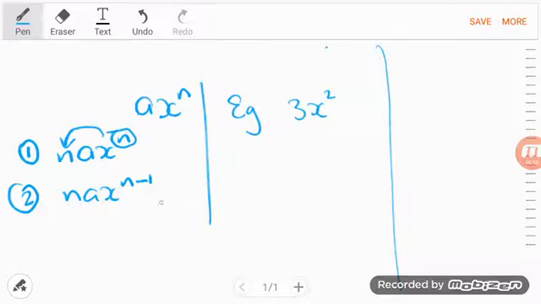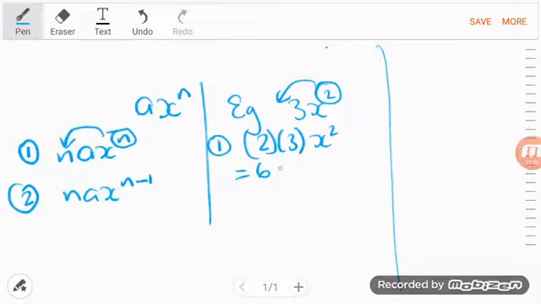Okay, so following with our examples, we've got 3x to the power of 2. So our power is 2. We need to bring that down and multiply everything by 2. So we've got 2 times 3 times x to the power of 2. 2 3s are 6. And it's still to the power of 2. The next step is to reduce our power by 1. So we've got 6x to the power of 2 minus 1, which gives us 6x to the power of 1.